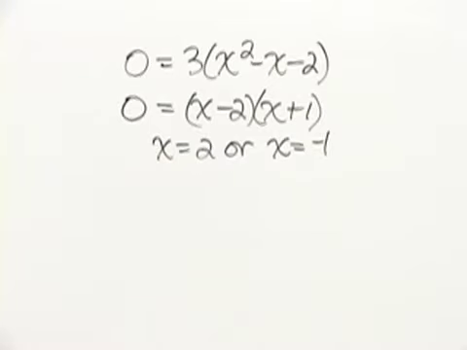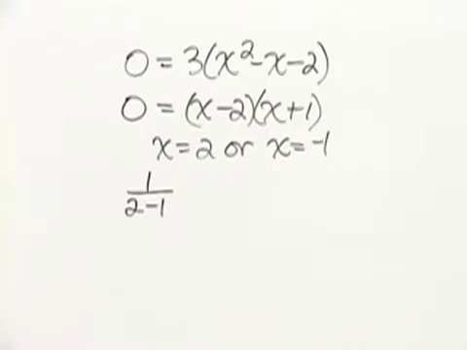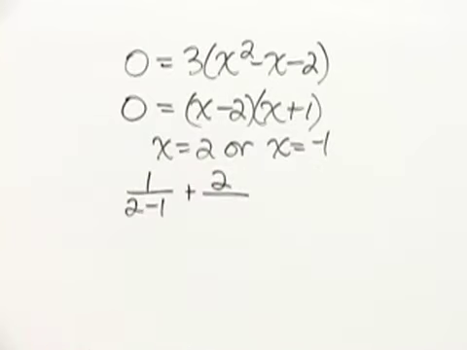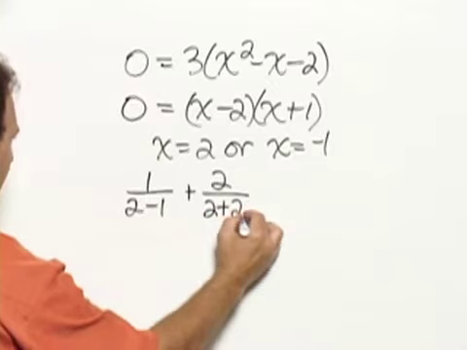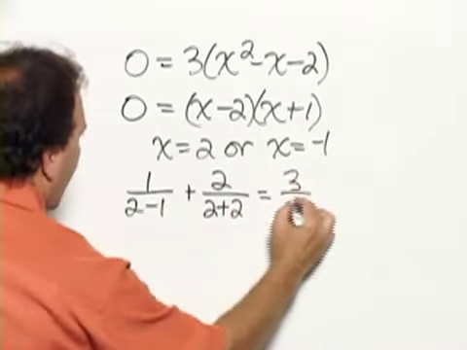Now we need to check our answer, and that means we have two answers to check. We need to substitute each of those separately into the original equation. The original equation is 1 over x minus 1, so that's 1 over 2 minus 1, plus 2 over x plus 2, so that would be 2 plus 2. And we want to know, does that equal 3 halves?